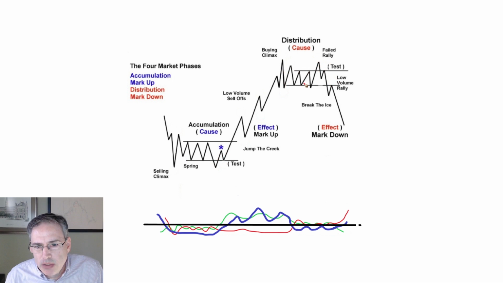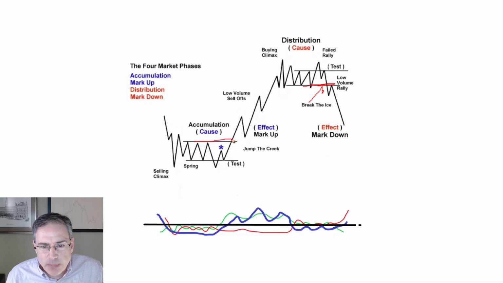It's gone through an accumulation phase, or distribution phase in this case, where it's worked sideways for a period and then tries to break out. And that failed rally is a sign that it's getting ready to probably start moving lower. And then again, the break through the ice would be the break of support in this case.